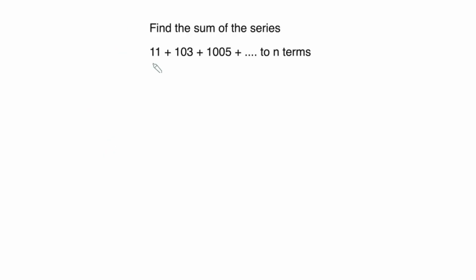Find the sum of the series 11 plus 103 plus 1005, and so on up to n terms. Here we are given a series which is not an AP or GP. But if we look carefully, we can write 11 as 10 plus 1.